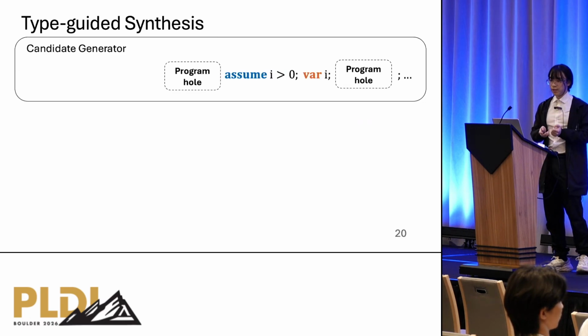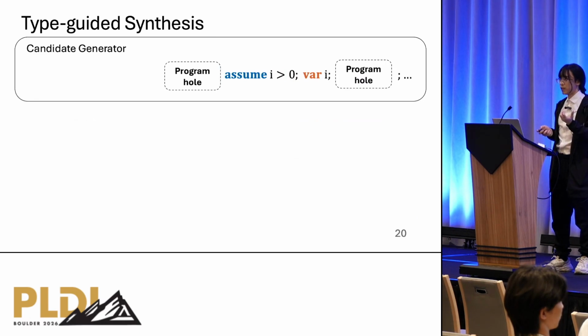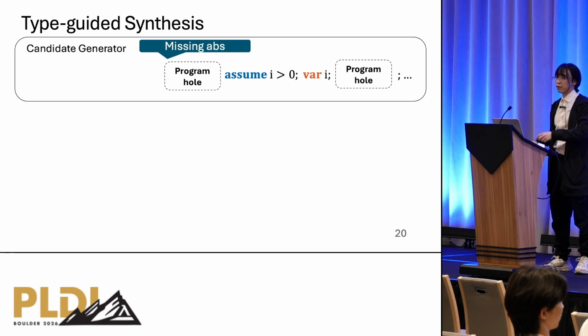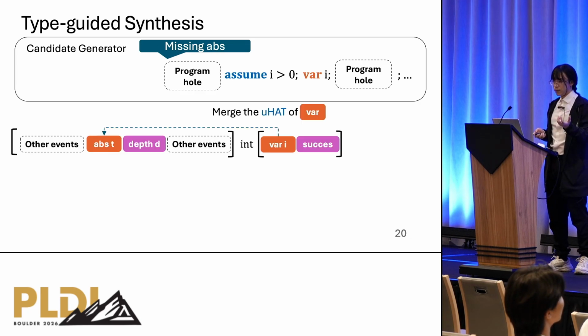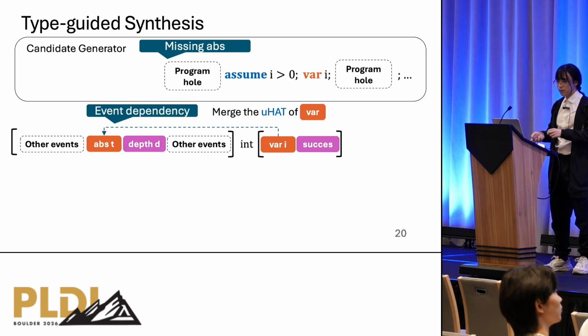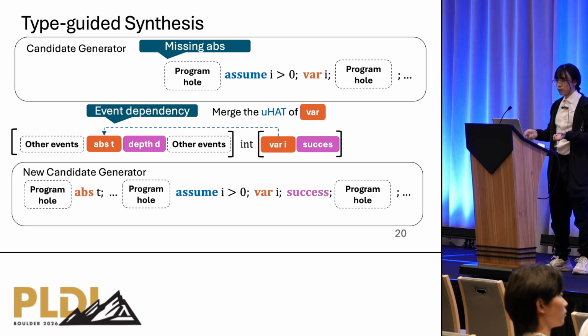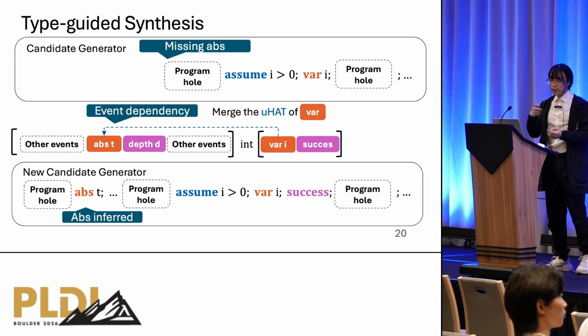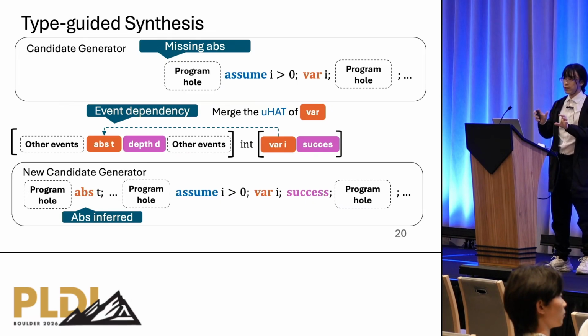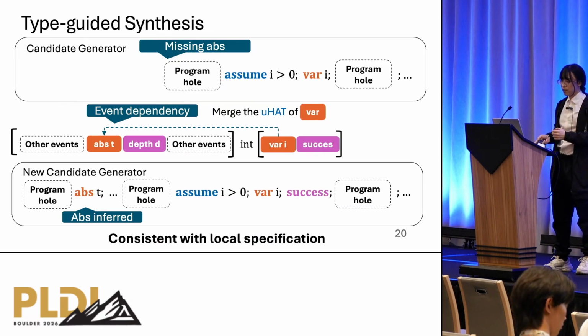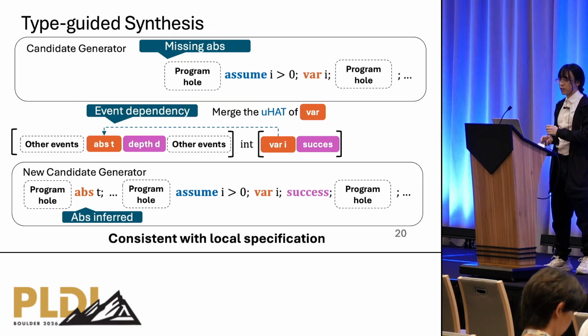For example, like this, you can find this is not quite right because we said that the var needs to refer to some abstraction, which is missing. What we can do is take the U-hats of the var, which have to encode the event dependency in the precondition automaton. You can merge these U-hats and the candidate generator to get a new candidate generator where this ABS actually fills into this program hole. You do that consecutively until all the events are consistent with this local U-hats. So that is how we make sure that it's correct by construction.